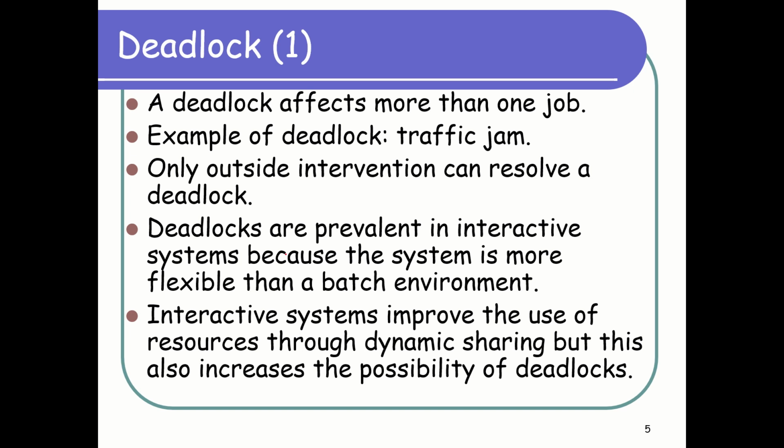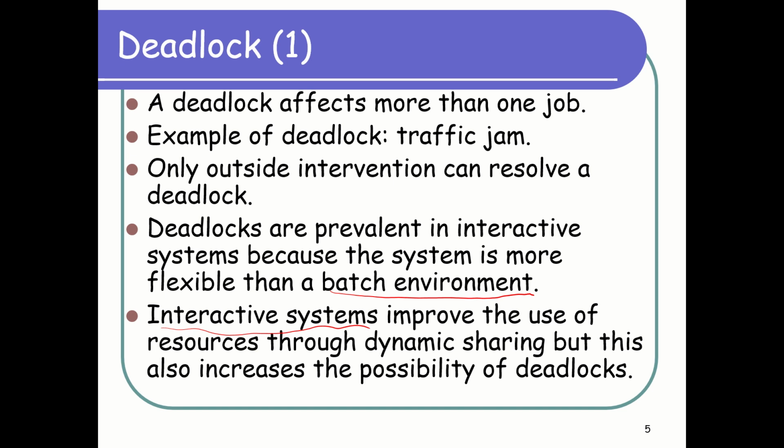Deadlocks are prevalent in interactive systems because the system is more flexible than the batch environment. The batch environment is like a serial, one-by-one von Neumann architecture, a typical serial system with only one flow, only one job at a time. In multi-processor, multi-core computers nowadays, deadlocks are more prevalent because the processes are more dynamic, where you can run many more processes or jobs at one time compared to the traditional von Neumann architecture. Interactive systems improve the use of resources through dynamic sharing, but this also increases the possibility of deadlocks. So you have an interactive or dynamic system. It does improve in a way.